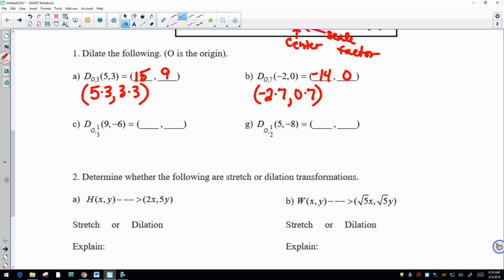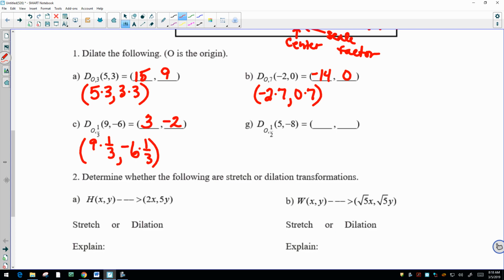Same thing if we have a fraction, it works the same way. And we're going to see what happens when we have a fraction, graphically speaking, later on. So the process doesn't change, we're still multiplying. So 9 times 1/3, I'm going to get 3. Negative 6 times 1/3, I get a negative 2.